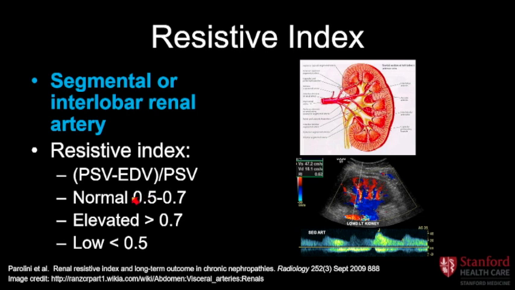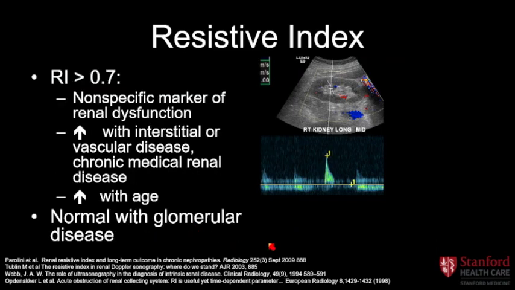In the literature, the resistive index is accepted to be normal if it is between 0.5 to 0.7, elevated if it's over 0.7, and low if it's less than 0.5. And if it's this low, then you start thinking about parvus tardus. So in my experience and in the literature, the resistive index is non-specific but helpful. So it's not perfect.